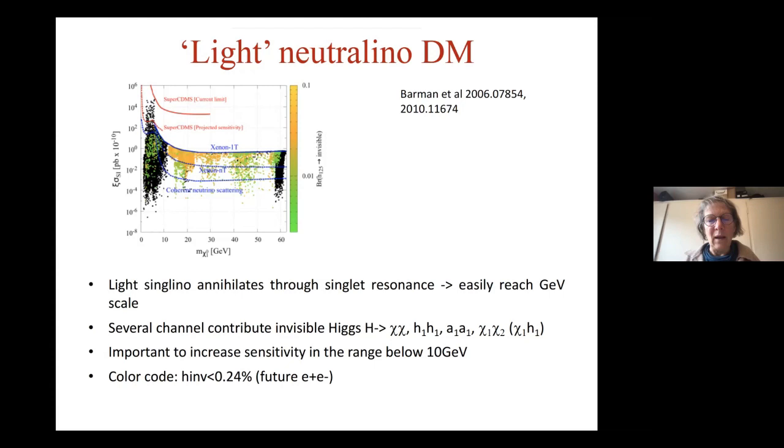Again, I have this question. So is it the underabundant region of parameter space which is being plotted?